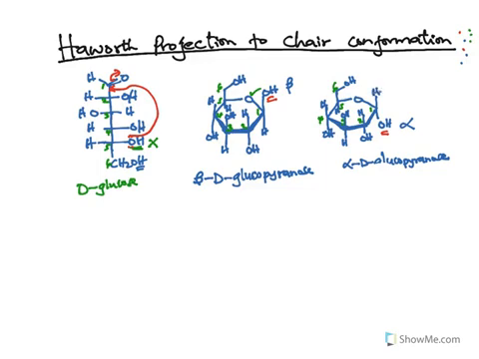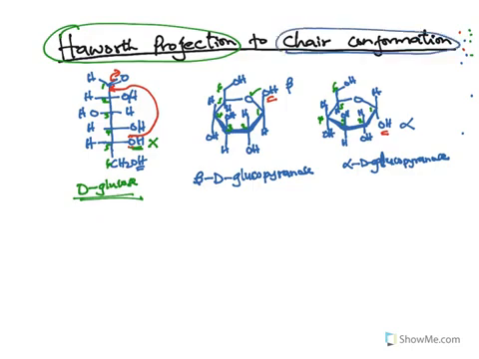So we have transformed the linear glucose into a Haworth projection. Now we can call it either beta-D-glucopyranose or alpha-D-glucopyranose. Next, I want us to be able to transform this, either from the linear glucose or from the Haworth projection, into a chair conformation.